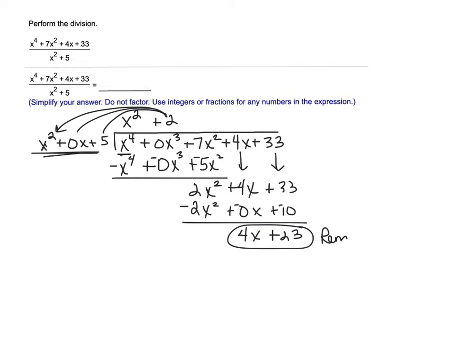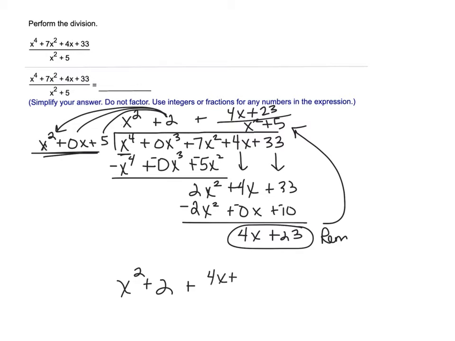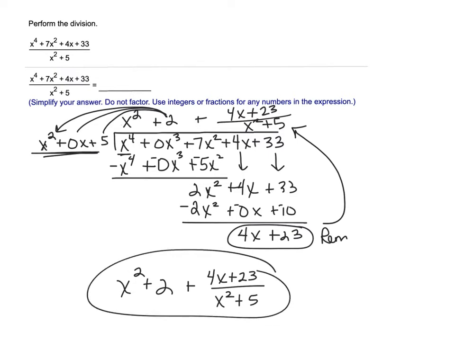So our answer, we're going to bring our remainder up top, right? And you just add it. 4x plus 23. You put it over what you divided by. Okay, let me write it neatly down here. So x squared plus 2, this is called our quotient. And then Pearson would like us to write our remainder as the remainder over the divisor, which was x squared plus 5. This is our answer.